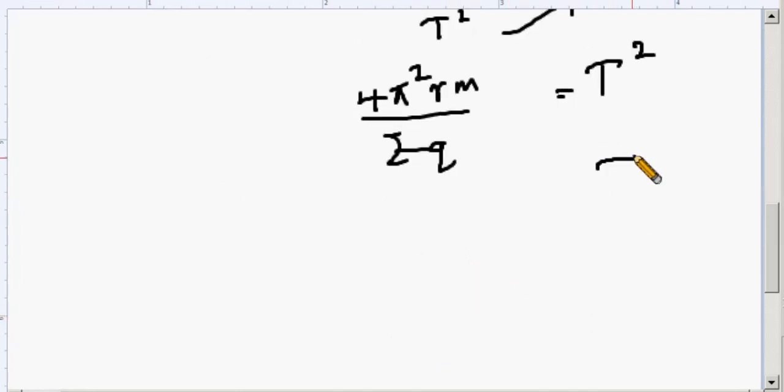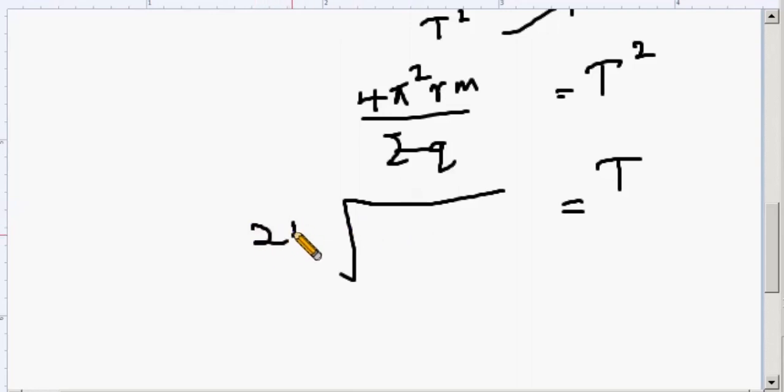So T is the root of the whole thing. We can take 4 pi squared out of the root, then 2 pi root of r m over eq. So this is the equation. So far we can simplify. So we have to find out E. To find out E, we should go to Gauss's theorem.